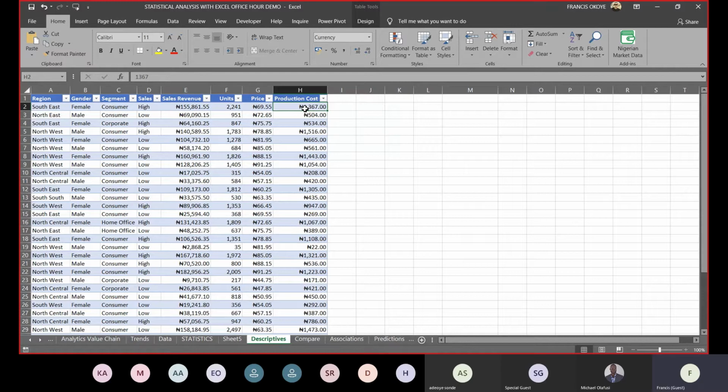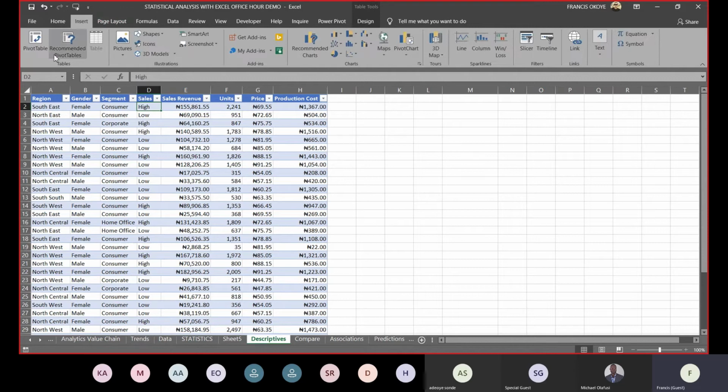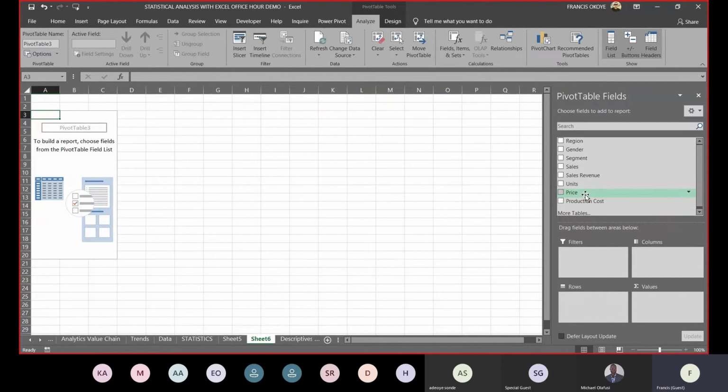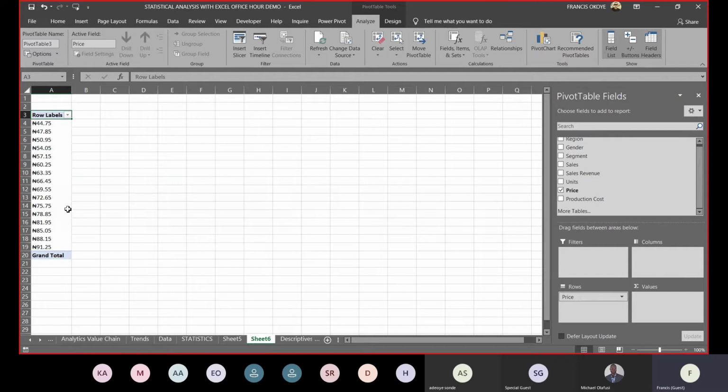But here we have numbers. We have numbers, but it also makes sense if we can group it. The same way, we can use pivot tables to summarize our data. For example, let's say price. So I take price. Now we have price ranging from, let's say, 44 to whatever amount it is. Now it will also make sense if I can group this data.